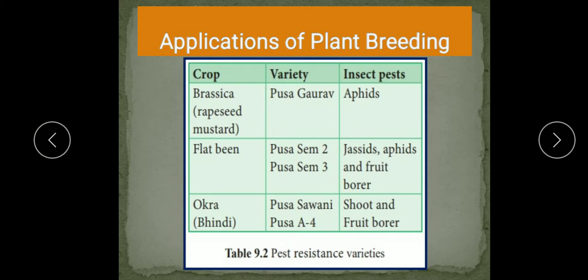Understood, children? So these are the different varieties of crops developed by plant breeding techniques.